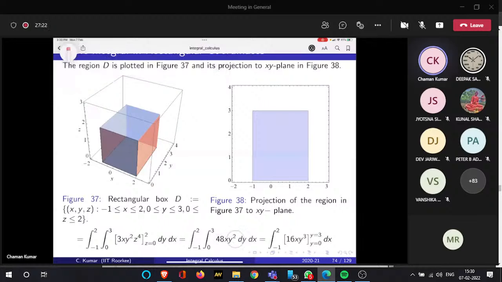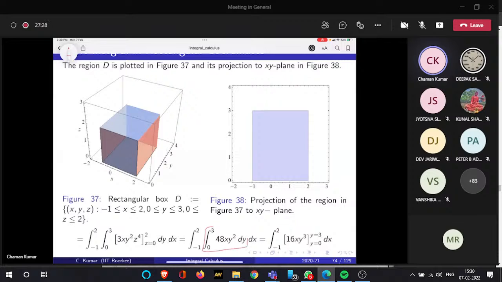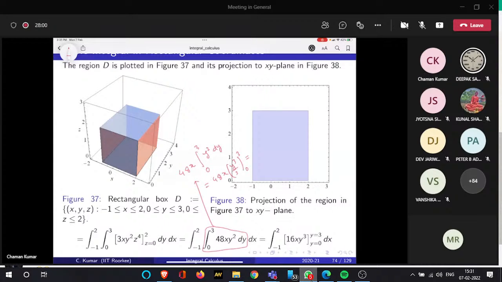Now you evaluate this integral with respect to the variable y, keeping x as constant. So when x is constant, you can take this 48x outside, and you have the integral 0 to 3 of y squared dy, which is 48x times y cubed by 3, 0 to 3, which is how much will you get?